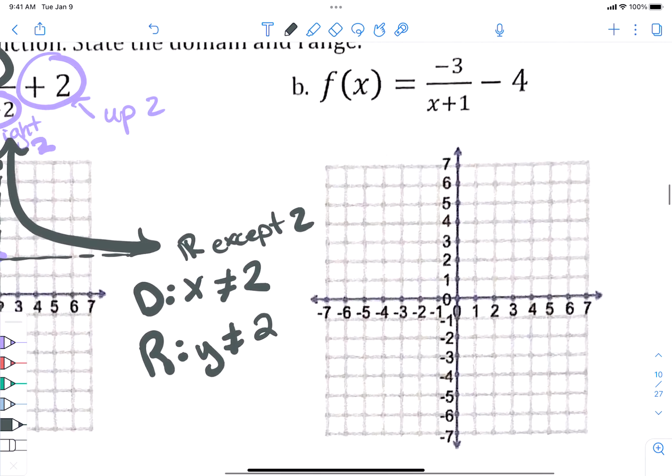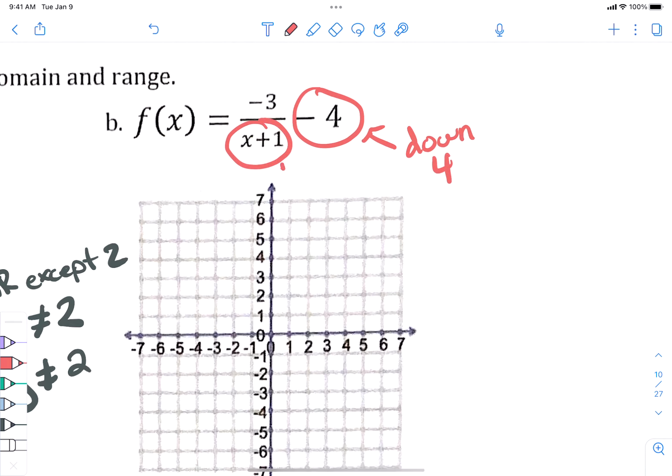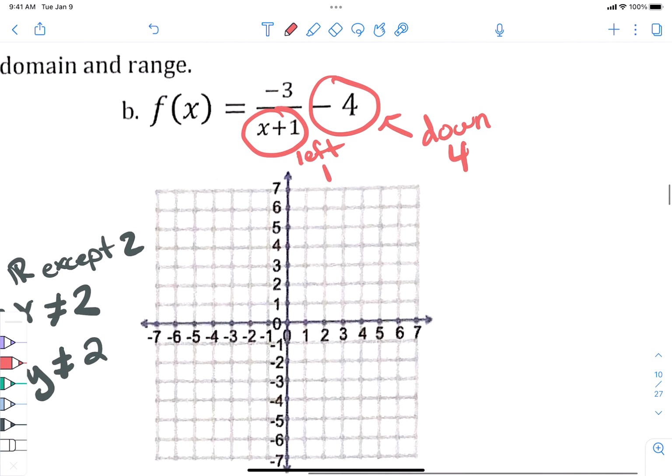Okay, B. Hey, I almost gave you this exact same problem on the front side. What the heck? All right, here we go. Let's do the -4. How does that move him? Down 4. The +1, how does that move him? Left 1, right? So let's go left 1, down 4. There's my dot, and I'm going to do my vertical and horizontal asymptotes just like that.